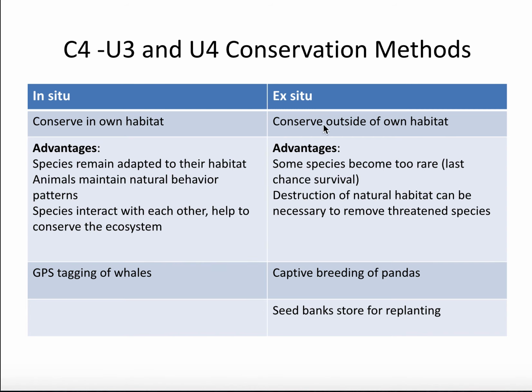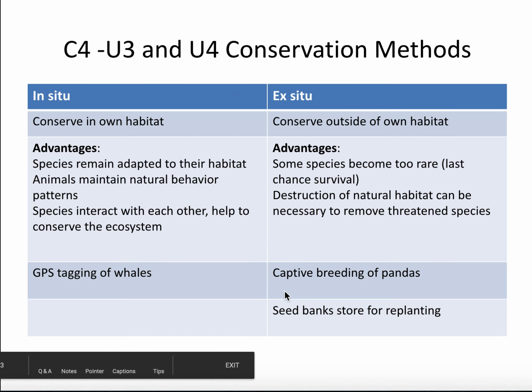For ex situ, for conserving outside of their habitat, some of the advantages are some species become too rare, so it's their last chance of survival. So we take the remaining out of their habitat, and it can allow for captive breeding programs like of pandas. The destruction of their natural habitat can be necessary to remove threatened species. And then seed banks are something that you can do. So you're taking seeds from these plants to store for replanting.